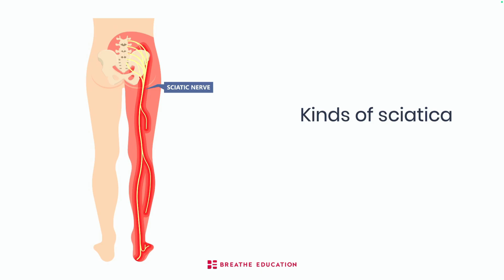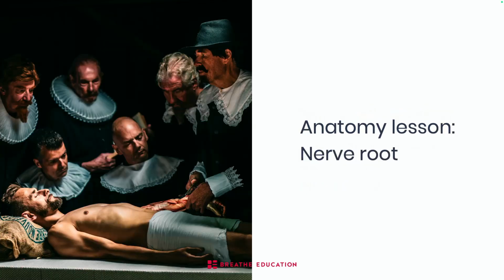And just like low back pain, there are 3 kinds of sciatica in the world. One is called referred or radiating pain. The second one is called radicular pain. And the third one is radiculopathy. We're going to look at what each of those are. And in order to do that, we're going to need to think about the anatomy of a nerve root.